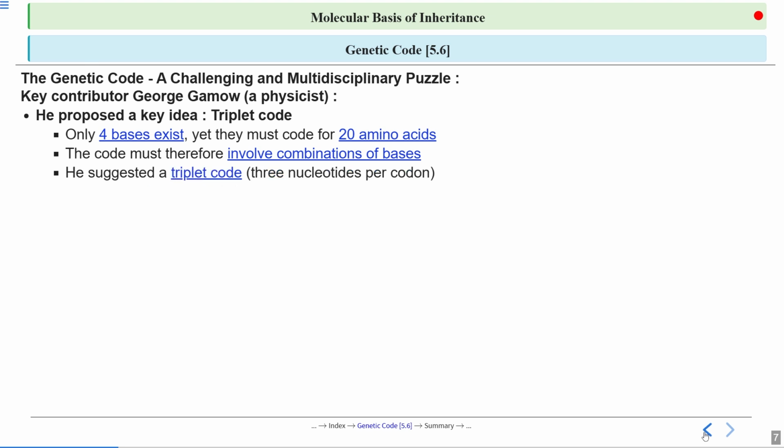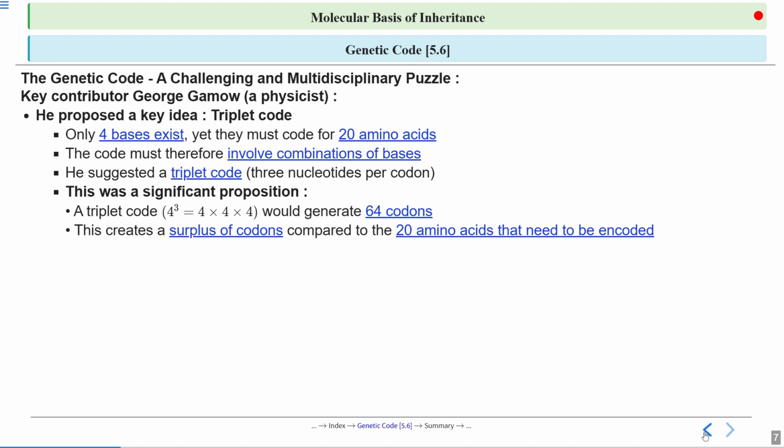So then what he did, he suggested a triplet code, 3 nucleotides per codon. This was a significant proposition. Now you can ask why a triplet code he has proposed. He could have proposed 1, he could have proposed 2. So here you have to understand. It was very clear that 4 bases exist. If one base is encoding one amino acid, then these 4 bases are going to code for 4 amino acids only, and that is not possible. We need 20 amino acids.